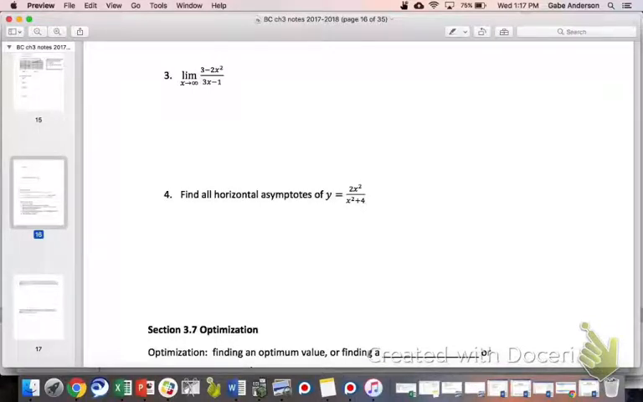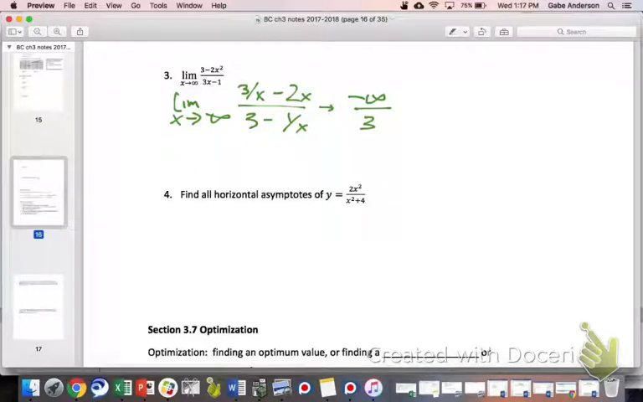So you could go limit as x goes to infinity, and can we just do this mentally? I'm going to divide everything through by x to the first. So if I do that, I get 3 over x minus 2x over 3 minus 1 over x. As I try to evaluate that limit, that would essentially give me negative 2 times infinity, which is negative infinity, over 3 minus 0. And really, what's the 3 going to do? Nothing. So we end up with negative.